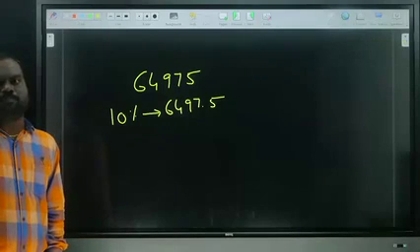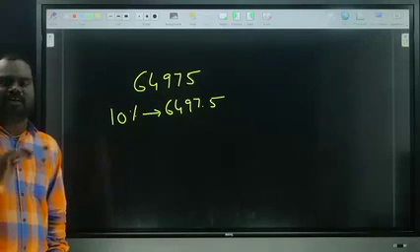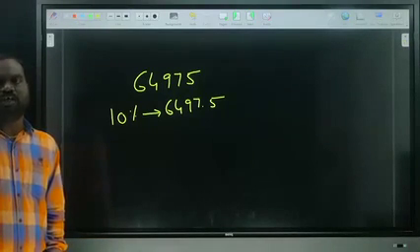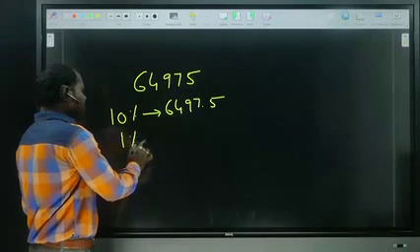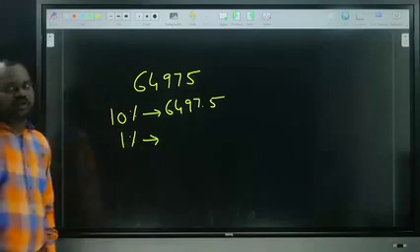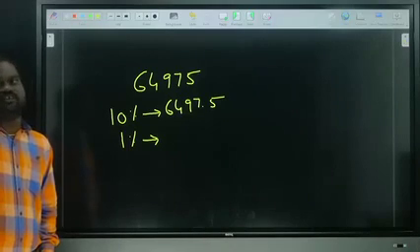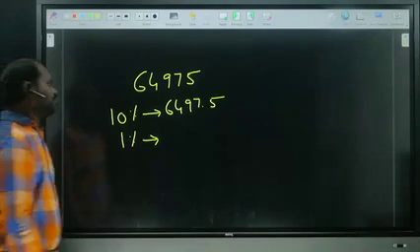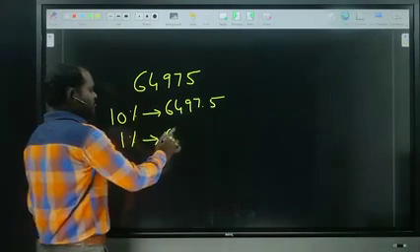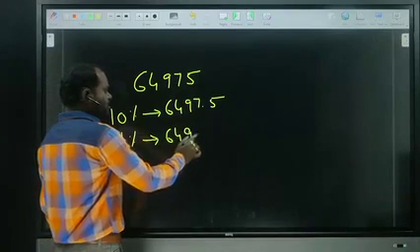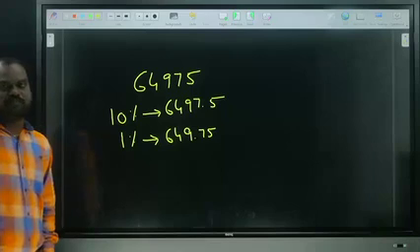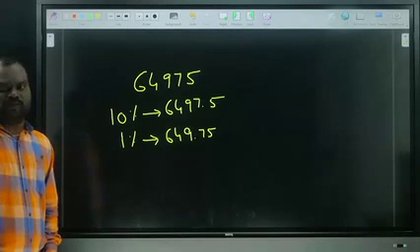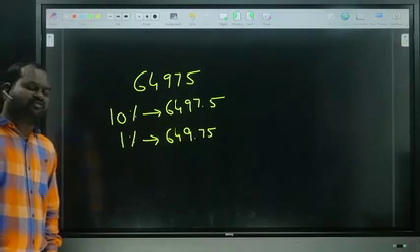Whenever we require 10%, we should put the point before the last one digit. In the same way, whenever you require 1%, put the point before the last two digits. So what is the 1% value? 649.75. When we require 10%, put the point before the last one digit. 1%, before the last two digits.